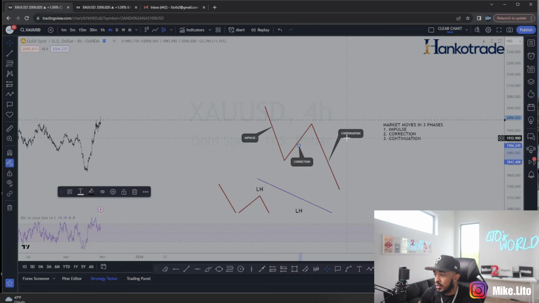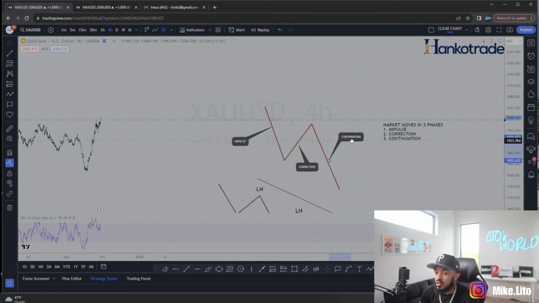If you're running track, you might sprint, which is our initial impulse. Of course, you can't sprint forever, so you're going to get tired, and when you get tired, you need to take a breather. That's the same thing the market does. It sprints for a little bit, which is our initial impulse, and then it takes a little breather, which is our correction. Once it gets some water and its rest back, it goes for another sprint, which is our overall continuation. So those are the three phases: impulse, correction, continuation, right?